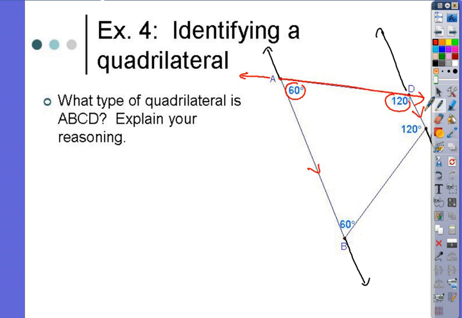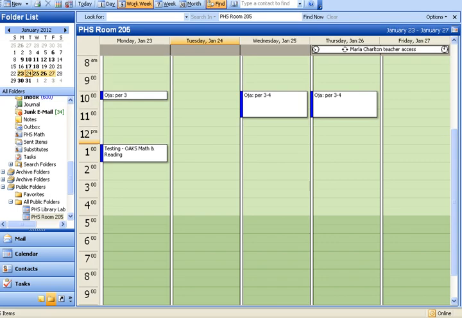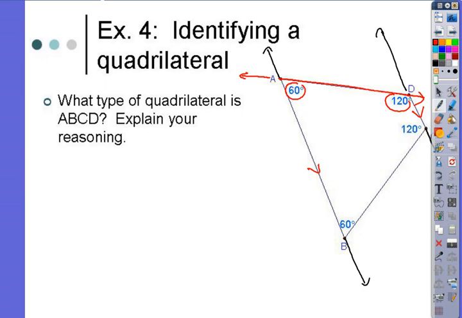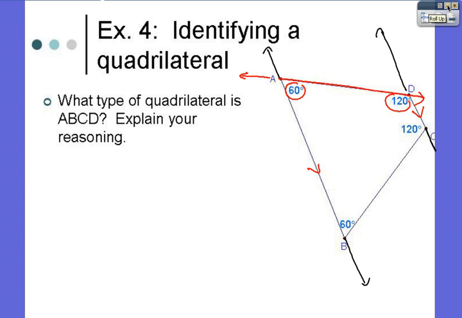Sure. I could assume they are and go back and prove they're not. That's one way. If they were parallel, that's great. No one suggested that all day. If they were parallel, then this would be a parallelogram, wouldn't it? Right? Does that make sense? If those two sides were parallel, this would have to be a parallelogram.